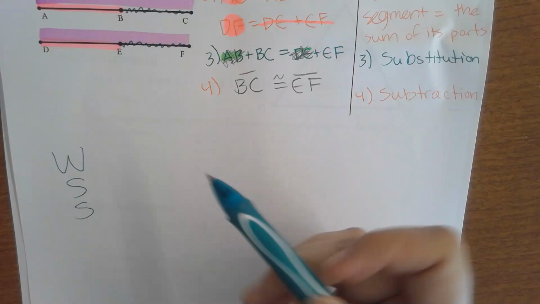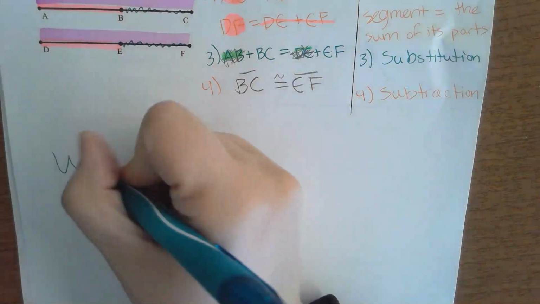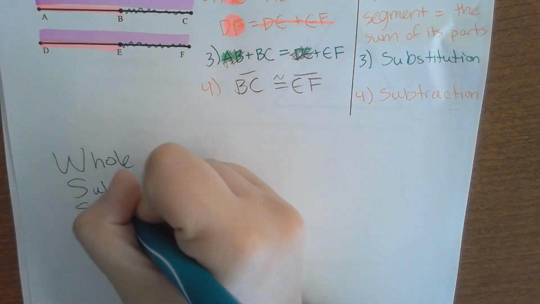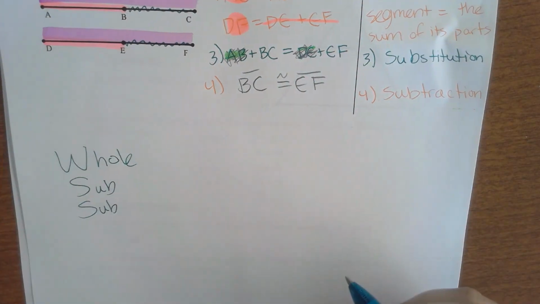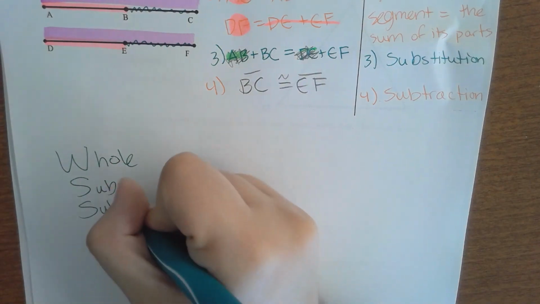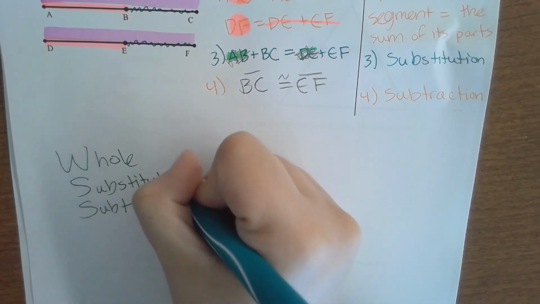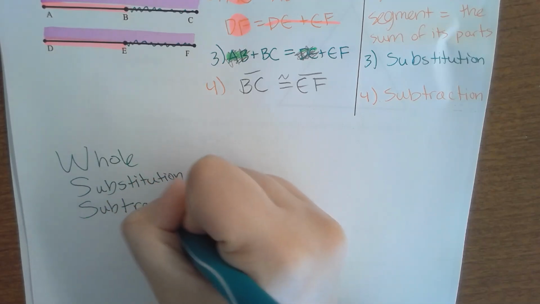So with subtraction proofs, WSS. We start with the whole thing. The S's confuse a lot of people. So I'm going to tell you, think about your alphabet. They're both sub. In the alphabet, A, B, C, D, E, F, G, H, I, J, K, L, M, N, O, P, Q, R, S comes before T. So substitution comes before subtraction.